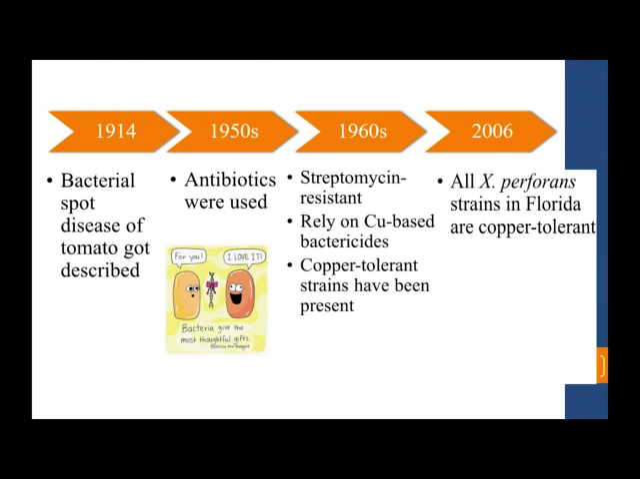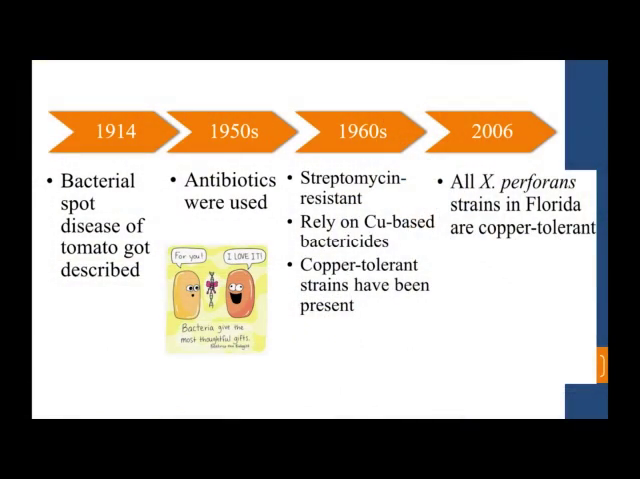After resistance developed, with copper-based bactericides being used really regularly in the field, copper-tolerant strains have been present in the field. And because bacteria, like in this little comic over here, like to transfer plasmids through horizontal gene transfer, in a 2006 survey, the Xanthomonas perforans, which is the dominant strain causing bacterial spot disease of tomato in Florida, were copper tolerant.